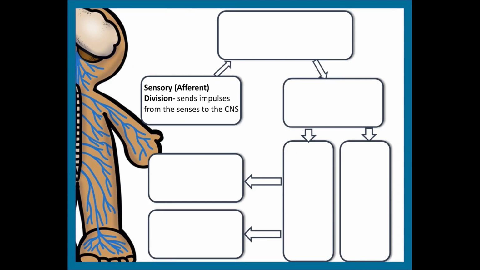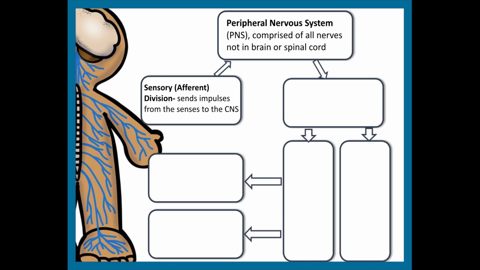So basically, here's the way the peripheral nervous system works. There's a sensory division, which sends impulses from the senses to the central nervous system. But those impulses go through the peripheral nervous system in order to get to your central nervous system. And again, that peripheral nervous system is comprised of all the nerves not in the brain or spinal cord.